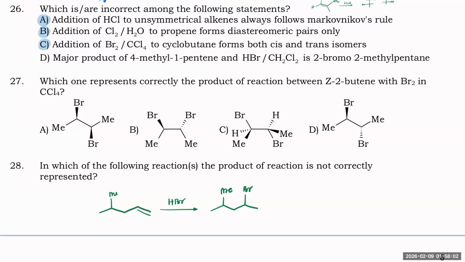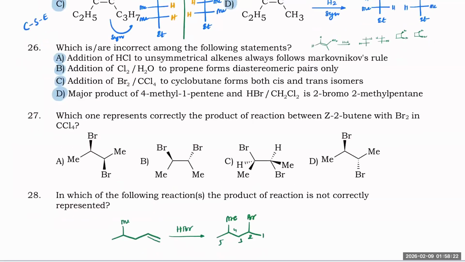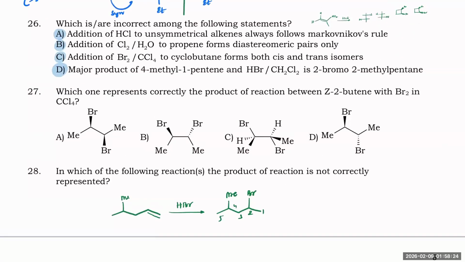Now the question says the product is 2-bromo-2-methyl pentane. So how come 2-methyl? This is at which position now? 1, 2, 3, 4, 5. So it should be 4-methyl, right? It should have been 4-methyl. That is not given correctly. So even D is incorrect. So all of A, B, C, D are incorrect in this case. All okay?